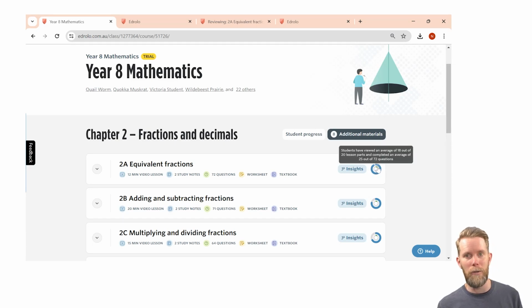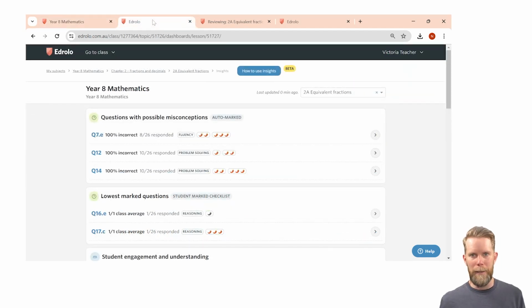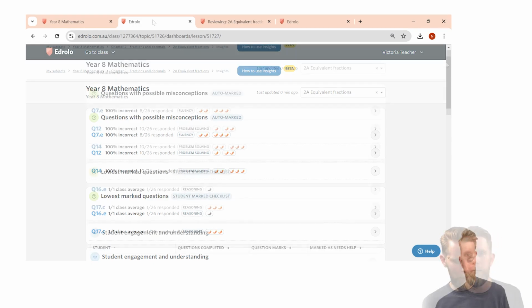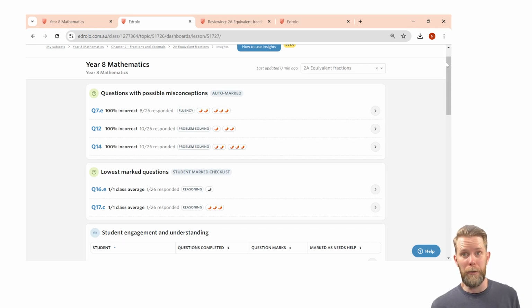You can identify that you have Insights available over here on the right hand side in this green circle, which indicates how many questions students have responded to across the class. So let's click into Insights. As mentioned, Insights is there to be the quickest teaching feedback loop, answering the 3 questions that we outlined. So is my class ready to progress? Are my students engaging, and who needs my help? Let's go through them one by one.